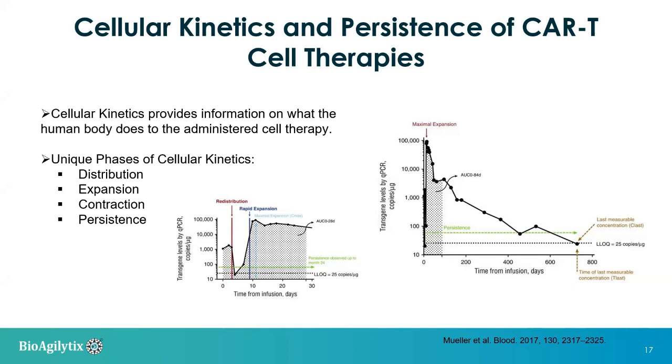So shown here is an example of a PK profile, and this is an example from the FDA-approved CAR-T cell therapy Kymriah, shown here from a publication by Mueller and colleagues from 2017. It's showing a cellular kinetics profile, representative of a patient with pediatric B-cell acute lymphocytic leukemia, showing the expansion phase of the CAR-T cells before day 10.